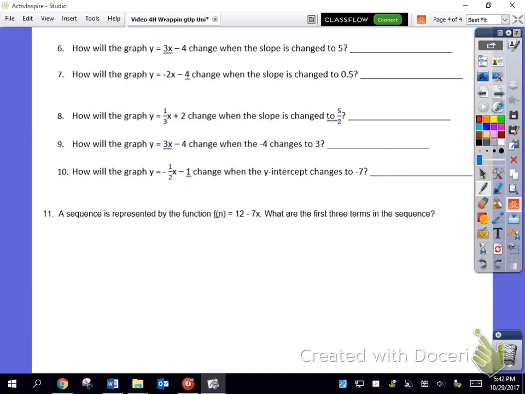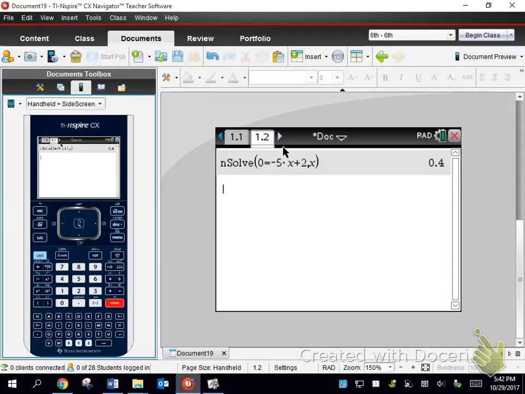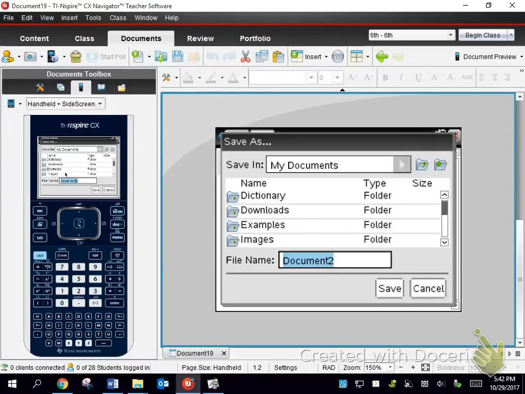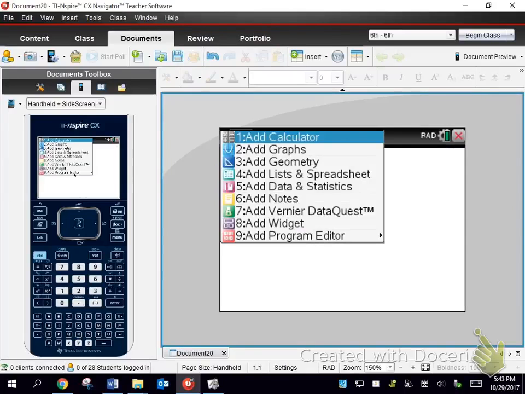On number 6. How will the graph y equals 3x minus 4 change when the slope is changed to 5? So the slope is the one in front of x. So my new equation is going to be y equals 5x minus 4. Now I'm going to graph. The first one is going to be blue. The second one is going to be red. So 5x minus 4, go to a brand new document.